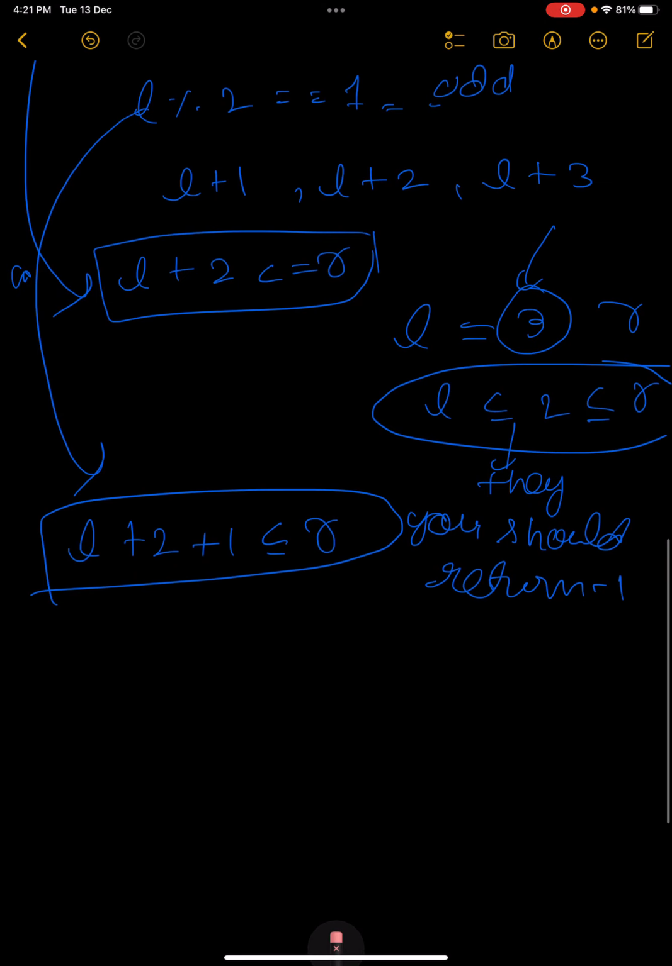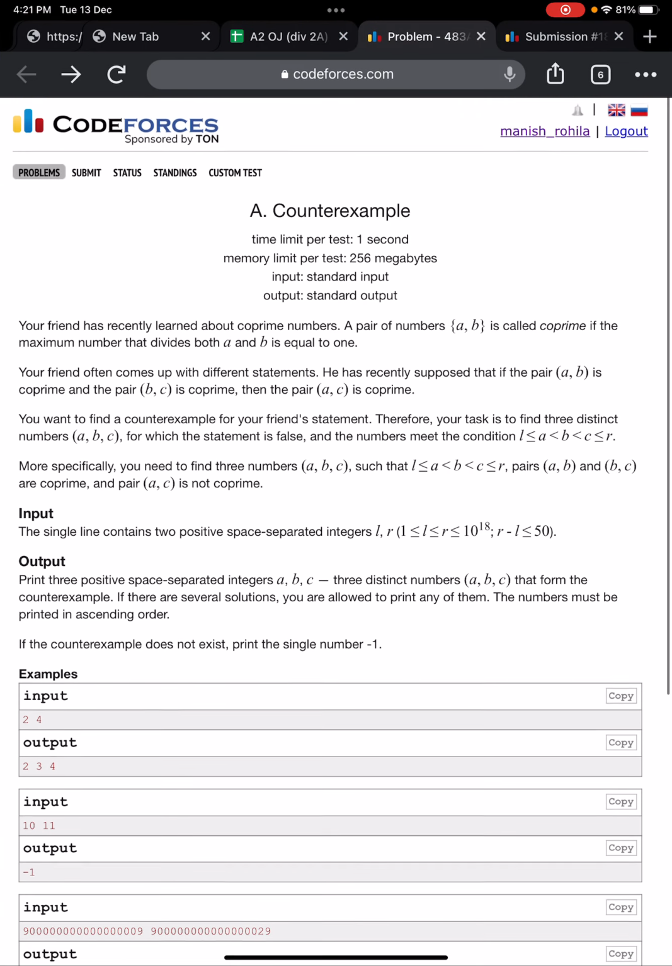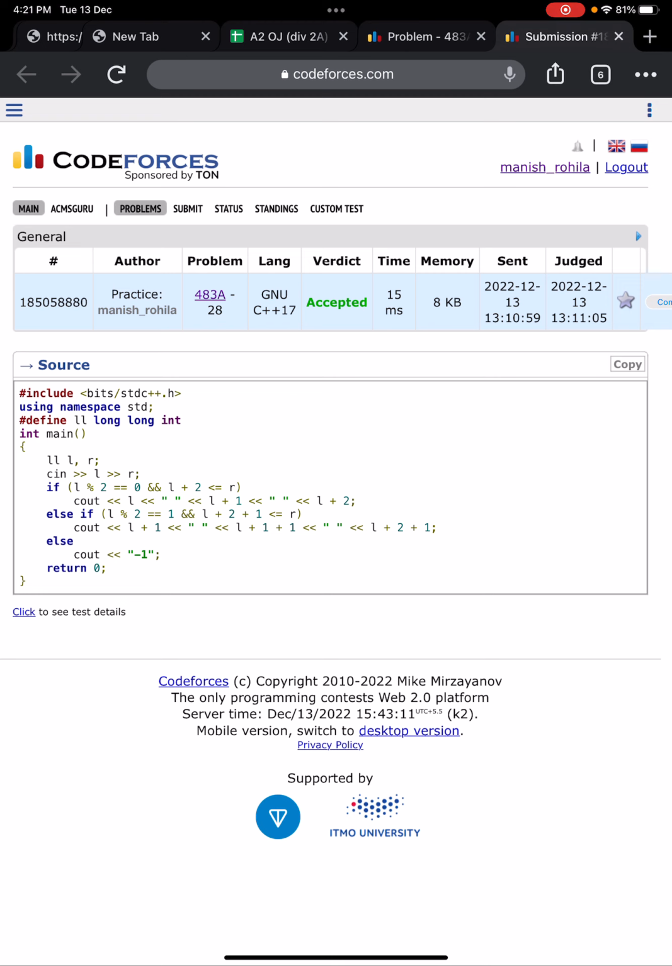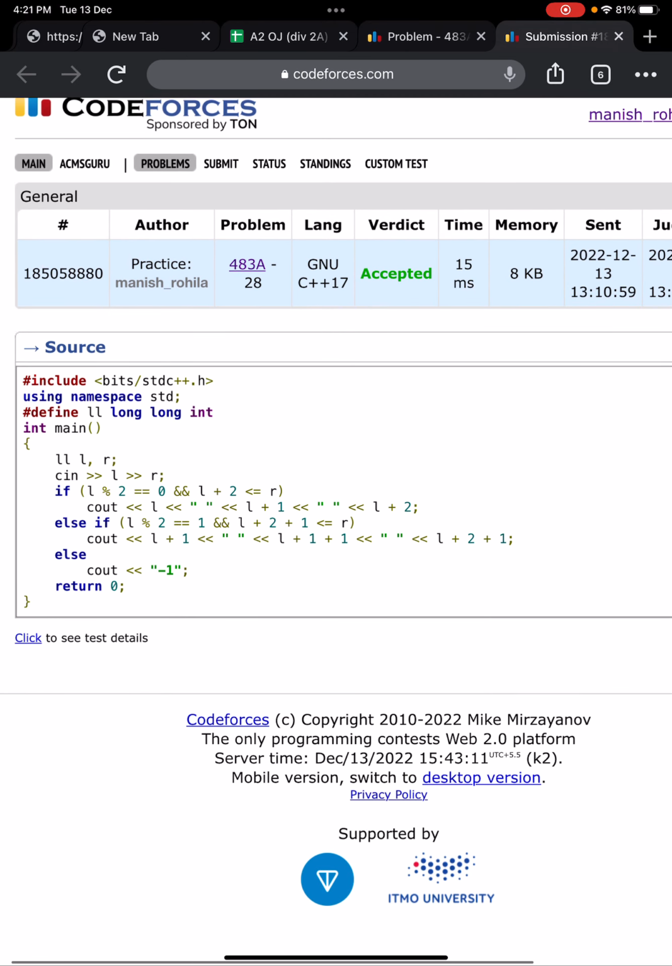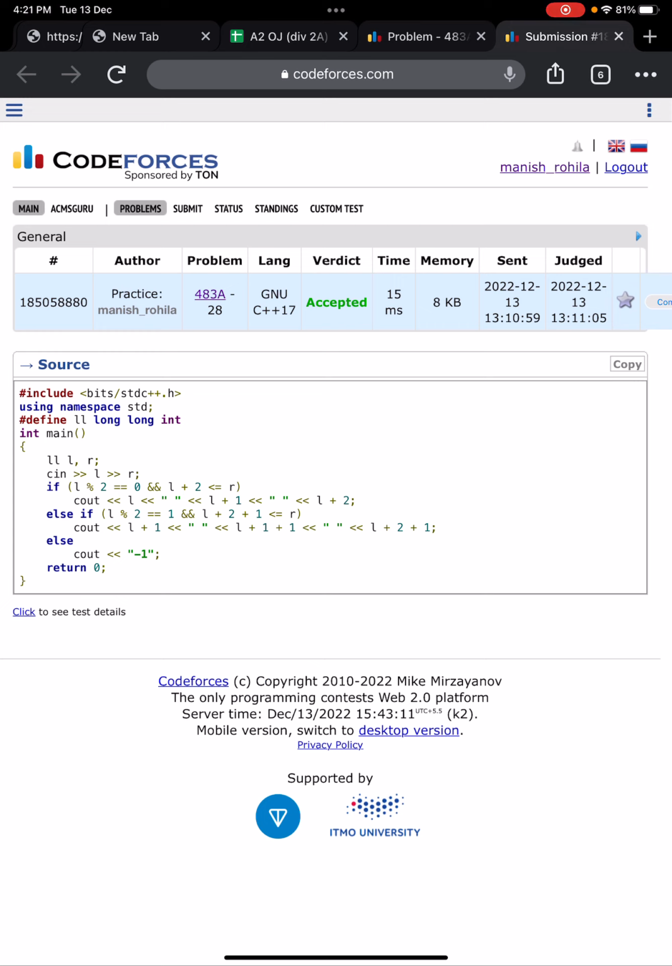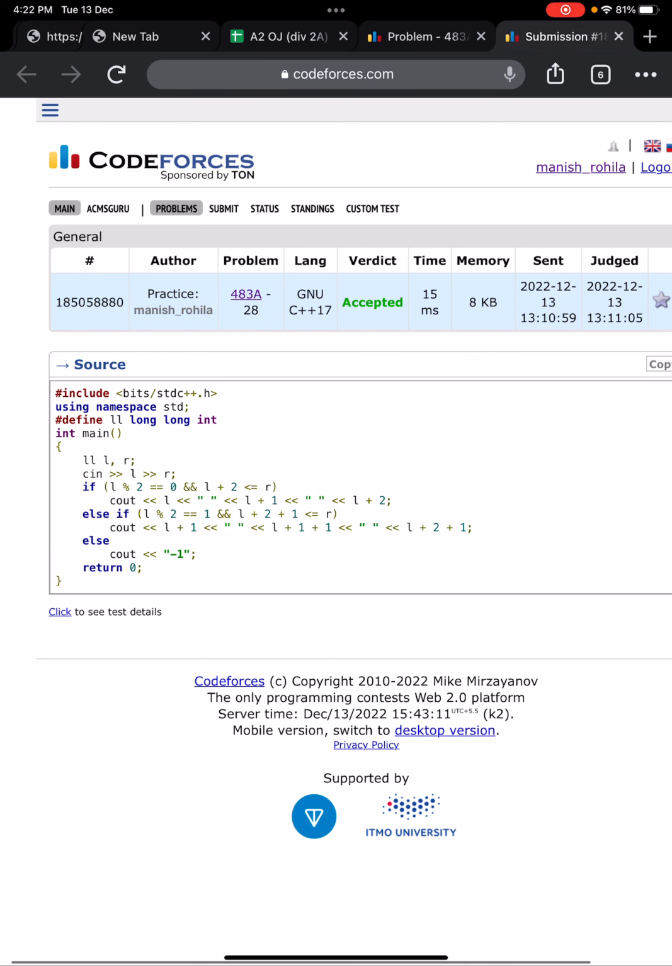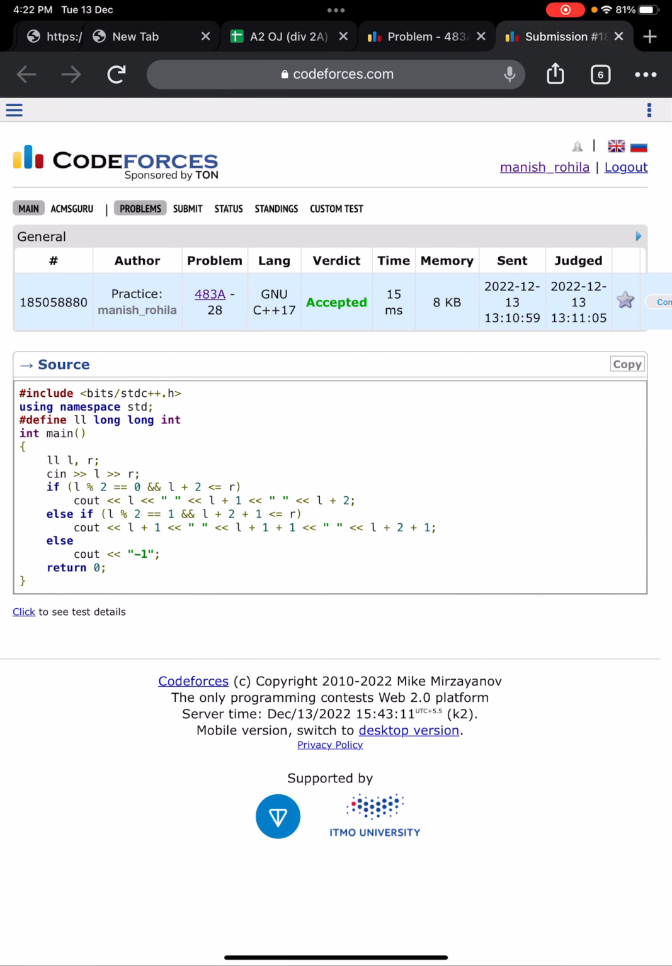Now let's go to the code. This is a very simple question. If L mod 2 is equal to 0, then another condition is L plus 2 should be less than or equal to R, because there should be 3 elements present. Print L, L plus 1, L plus 2, and in the else-if condition handle the odd case, and otherwise print -1, then return 0. This is a very simple question. I hope all of you understand.